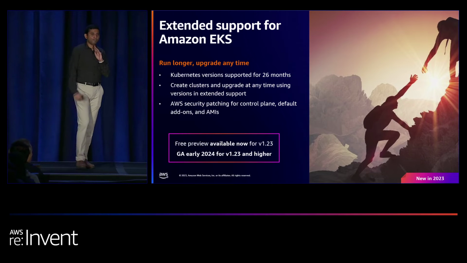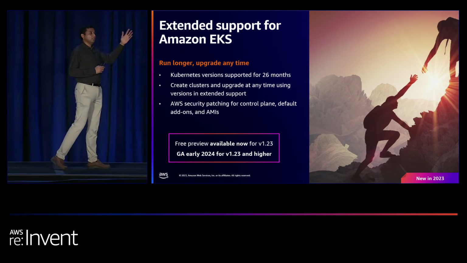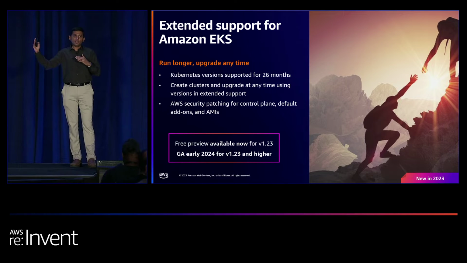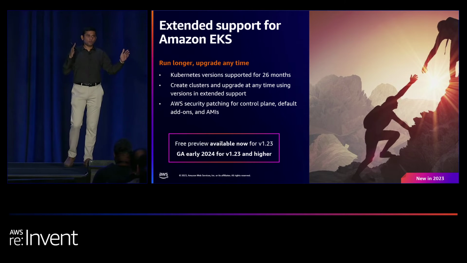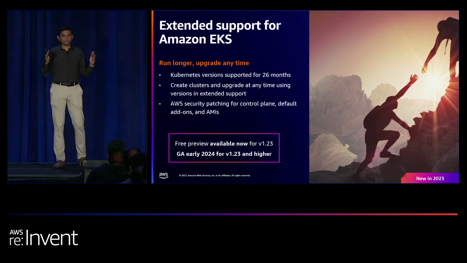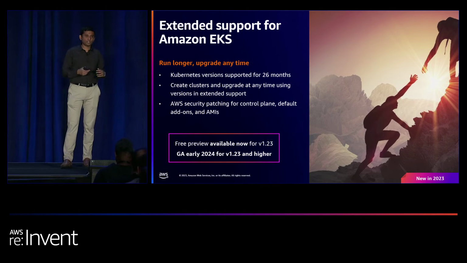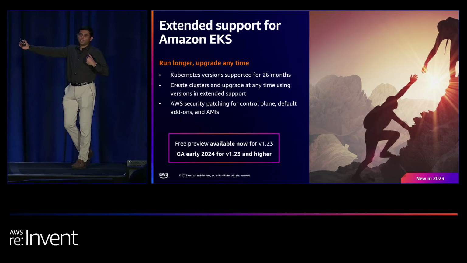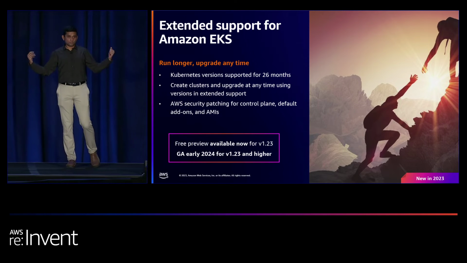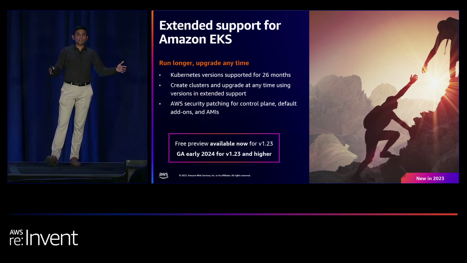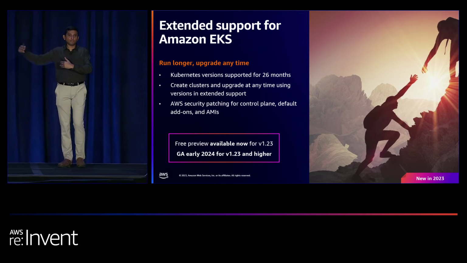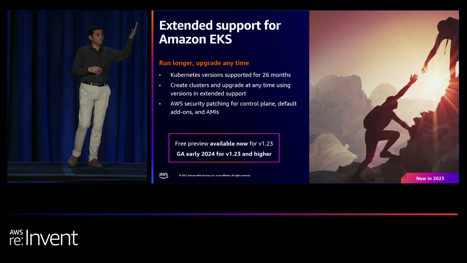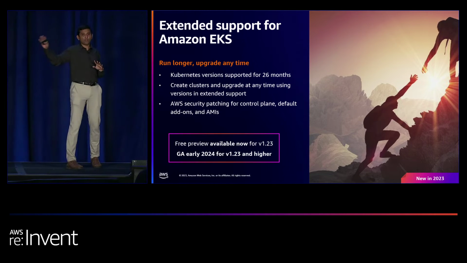So extended support for Amazon EKS was something we announced in October this year. The upstream community supports a Kubernetes version for anywhere from 12 to 14 months. So it's 12 months of full support and then 2 months of patch support. What we've done is to extend that to 26 months for all of our EKS customers. So you get the 14 months of standard support plus 12 months of security patching for the control plane components, for the default add-ons, and for all of the AMIs.